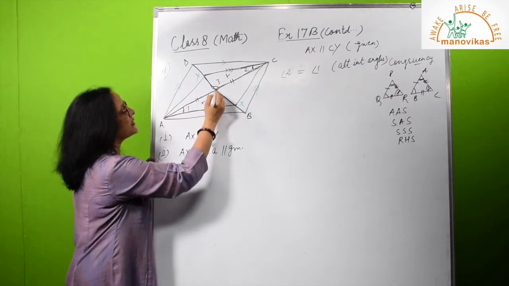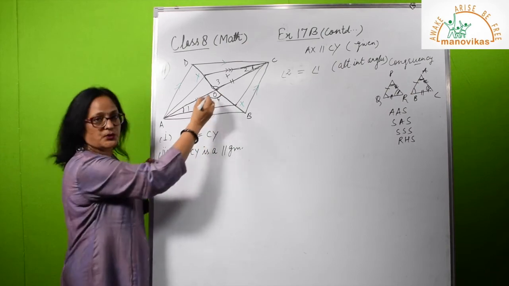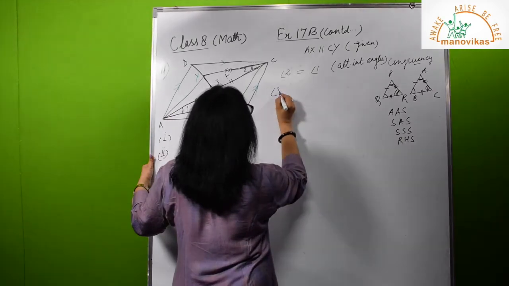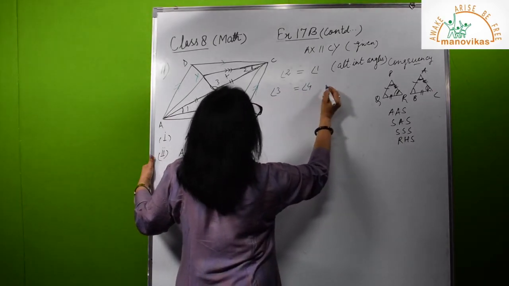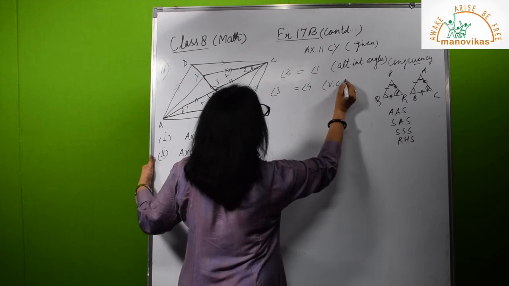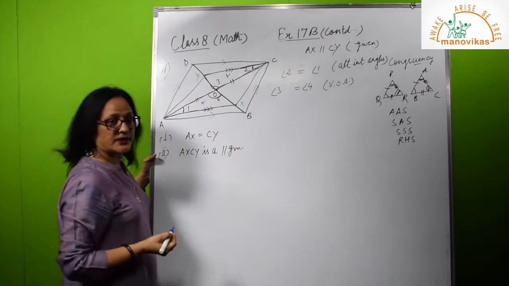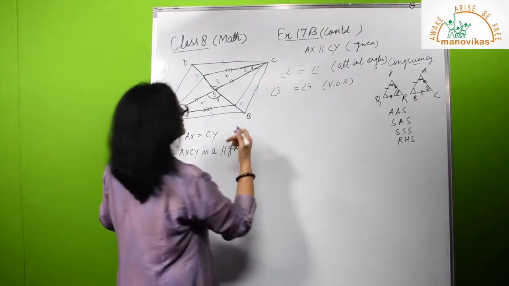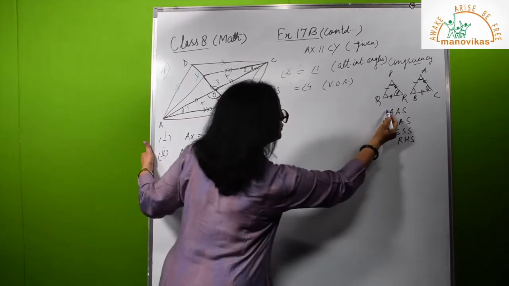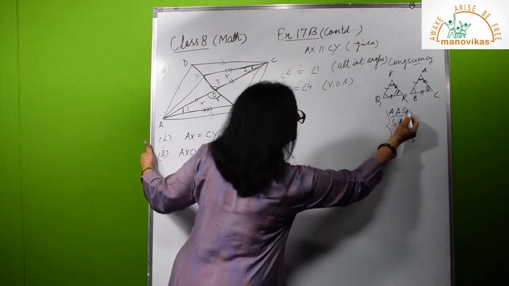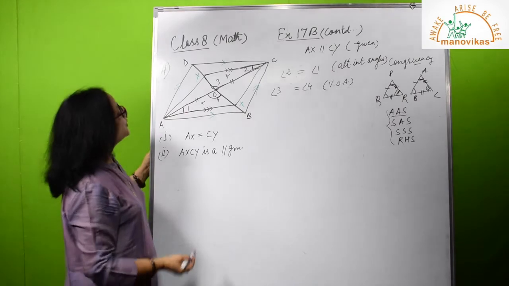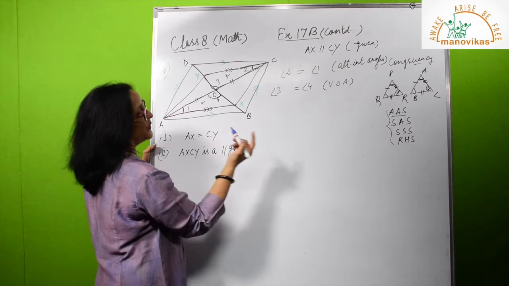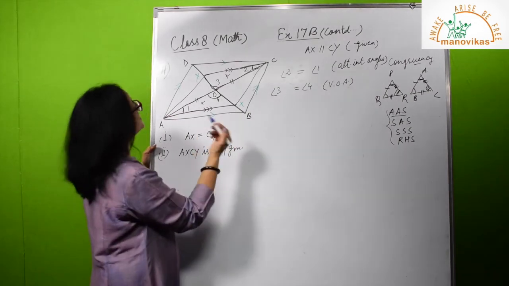Now here you can see angle 3 and angle 4. They are also equal. Why? Because they are vertically opposite angles. Angle 3 is equal to angle 4. Reason? Vertically opposite angles. Okay? So two angles are equal. What about the third part? Because to prove two triangles congruent, we require three parts of the triangle. So which is the third part that can be used? These two angles we have already used. One side is required. So what is that one side?